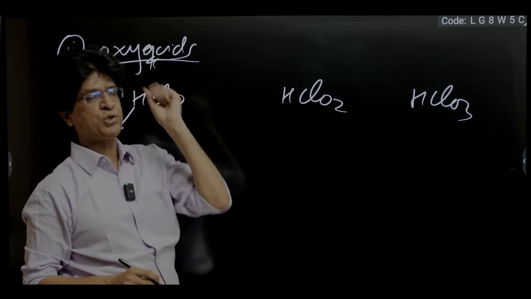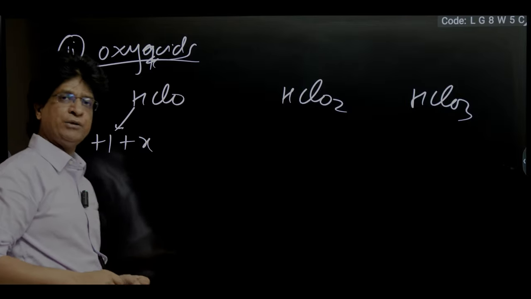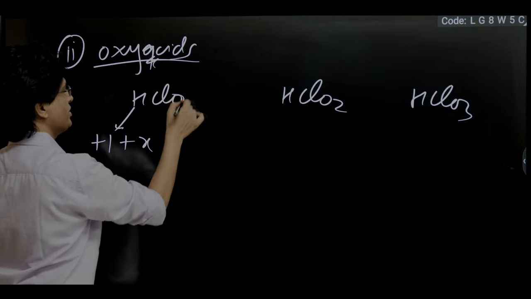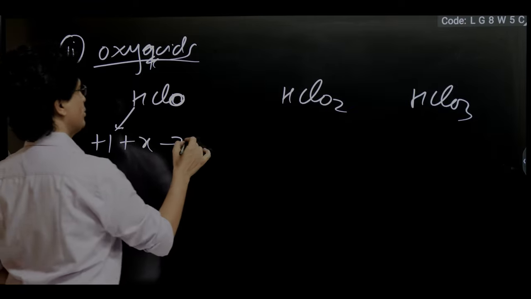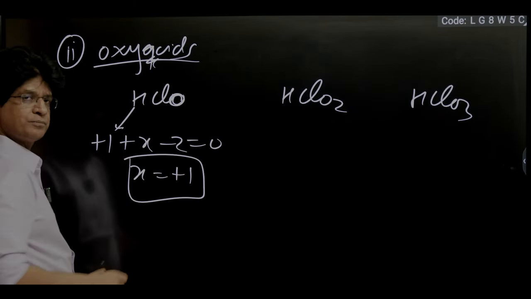Hydrogen is generally plus 1. Chlorine X, I'm assuming. Oxygen is more electronegative than chlorine. Each oxygen is what in general? Minus 2. Should be equal to what? 0. So X will be equal to what? Plus 1. Yes or no?